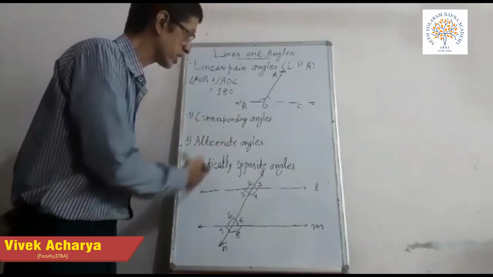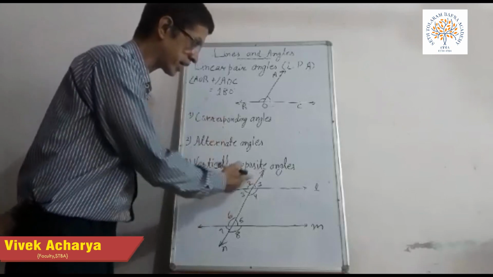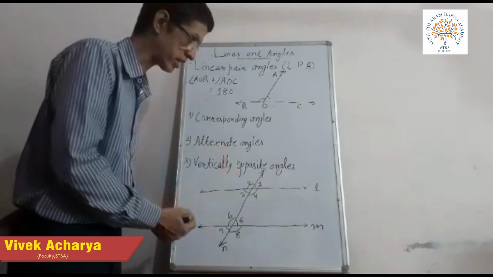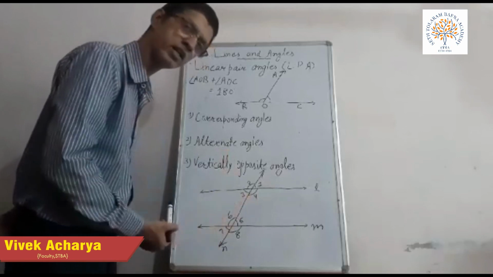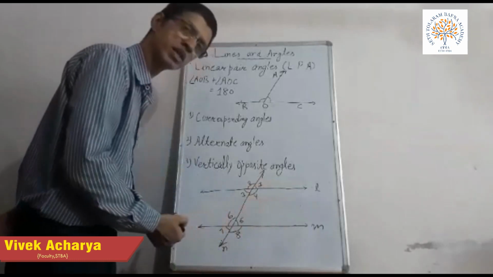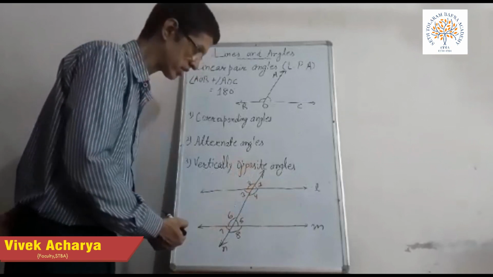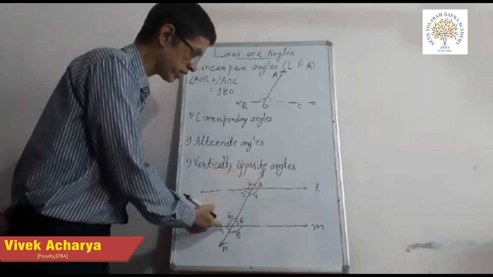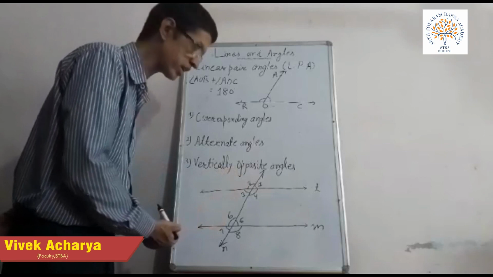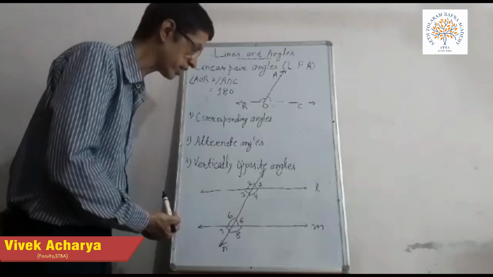Corresponding angles are angles which form on the same side of the parallel line and also the same side of the transversal line, like angle 1 and angle 5. These are corresponding because they are above the same parallel line and on the right hand side of the transversal. Similarly, angle 2 and angle 6 are corresponding. Similarly, 3 and 7 are corresponding, and 4 and 8 are also corresponding angles.